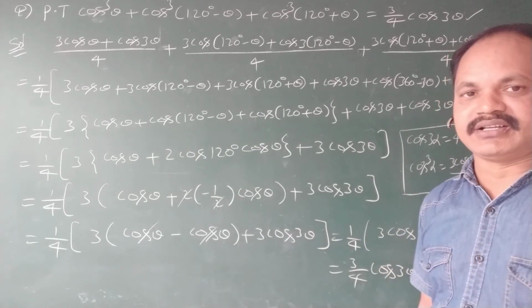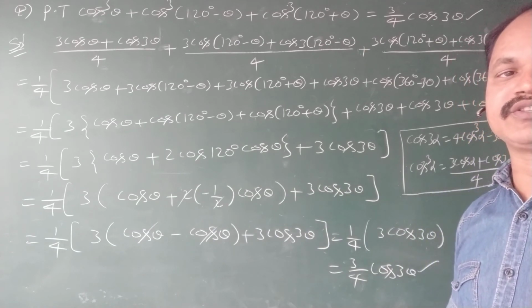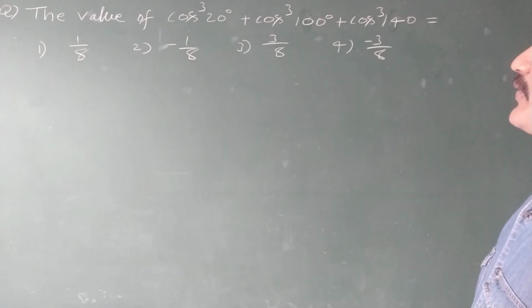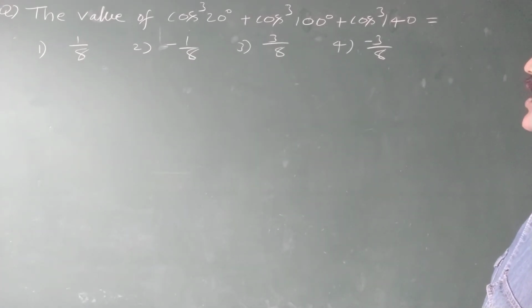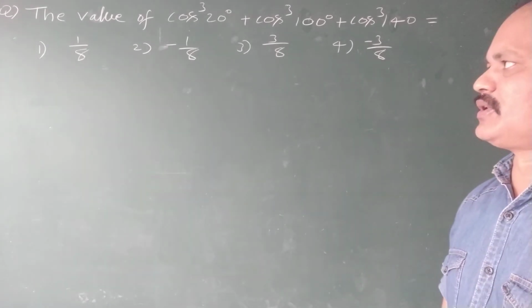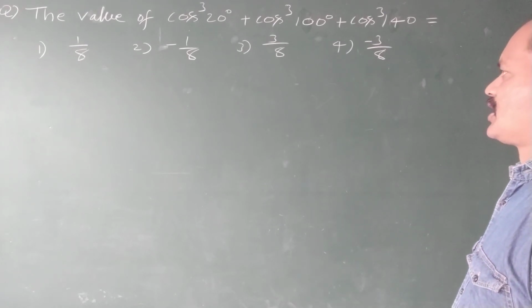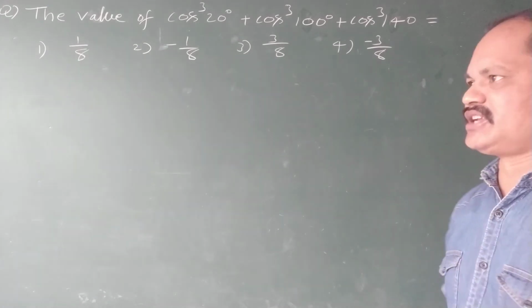So that is the answer. Now we are going to the question on this concept. Now the question depends upon the previous result. The value of cos cube 20 plus cos cube 100 plus cos cube 140 is equal to: the first option 1 by 8, second option minus 1 by 8, third option 3 by 8 and fourth option minus 3 by 8.